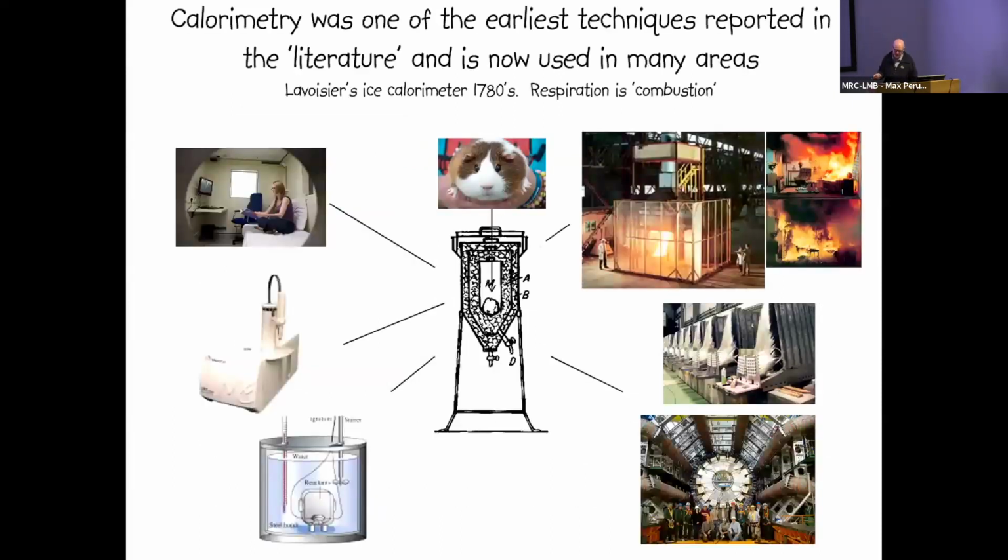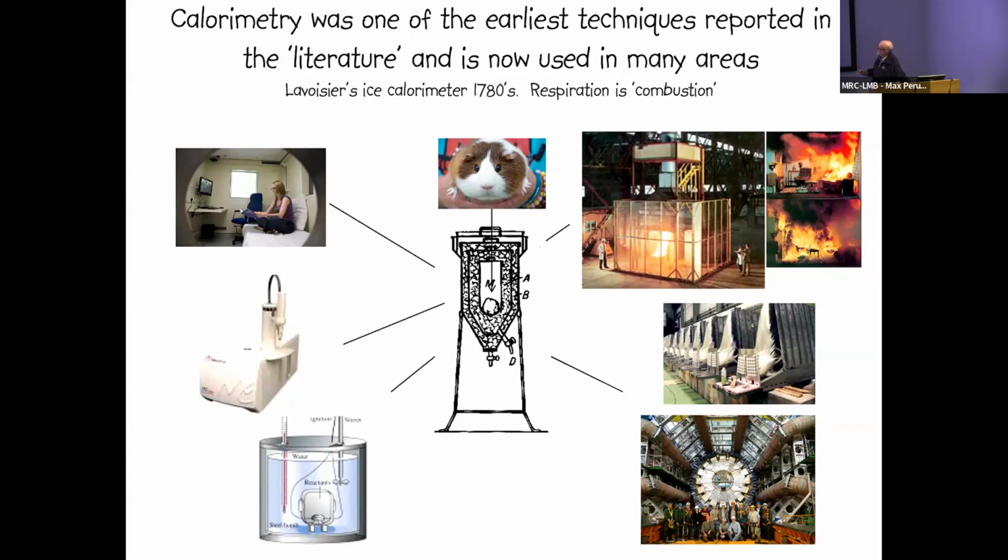So not surprisingly, calorimetry was actually one of the earliest techniques ever reported in the literature. Very early experiments were done by Lavoisier using this ice calorimeter, in which he showed that respiration was effectively oxidation of carbon, or combustion. The way he did this was to put something in this inner chamber. They would measure the amount of carbon dioxide given off during whatever they were doing, say burning charcoal or putting this animal into the calorimeter. For some reason, they used the guinea pig.